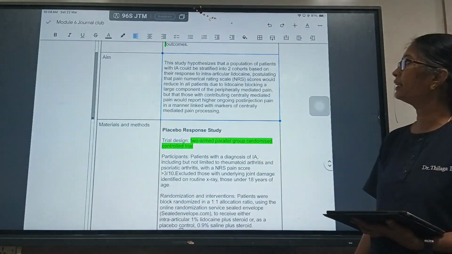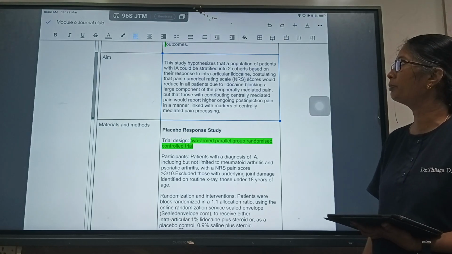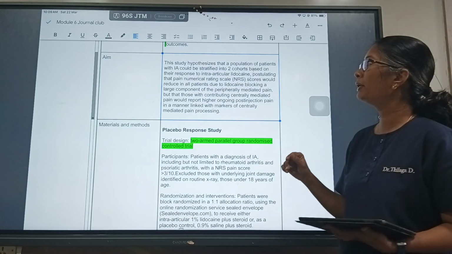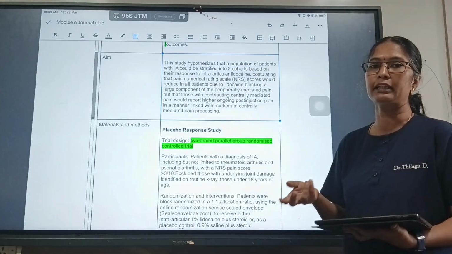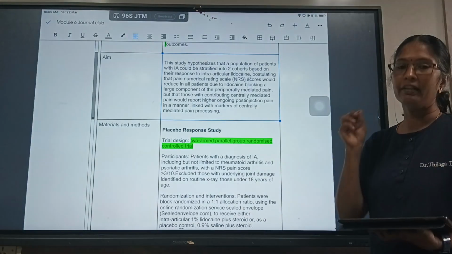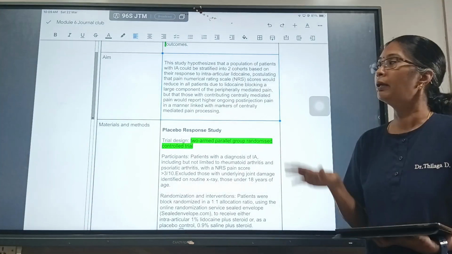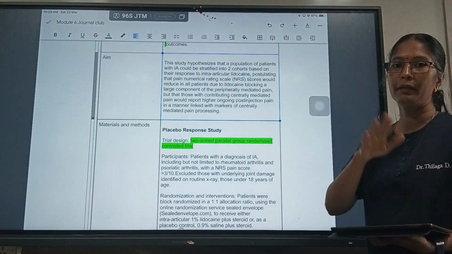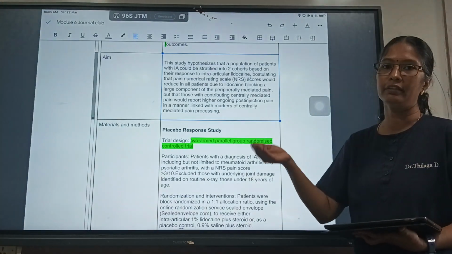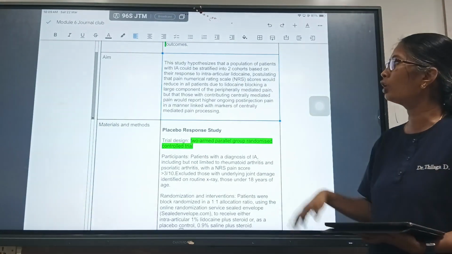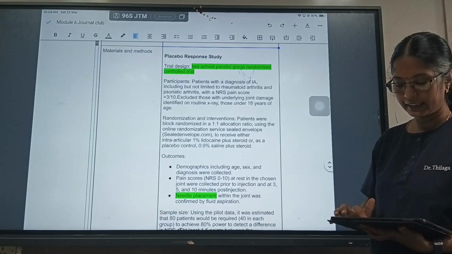So the aim of the study was whether the population of patients with inflammatory arthritis could be stratified into two cohorts based on their response to intra-articular lidocaine injection. So what do we expect in inflammatory arthritis? When there is a lidocaine injection in that particular painful area, the pain has to subside. But there are two groups of people: people whose pain gets reduced, and people who do not have a reduction in pain. So these are the two cohorts they have used in this study.